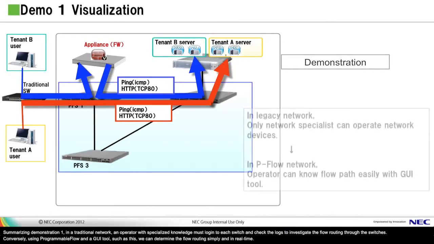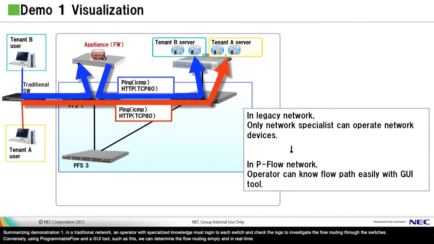Summarizing demonstration 1, in a traditional network, an operator with specialized knowledge must log in to each switch and check the logs to investigate the flow routing through the switches. Conversely, using programmable flow and a GUI tool such as this, we can determine the flow routing simply and in real time.